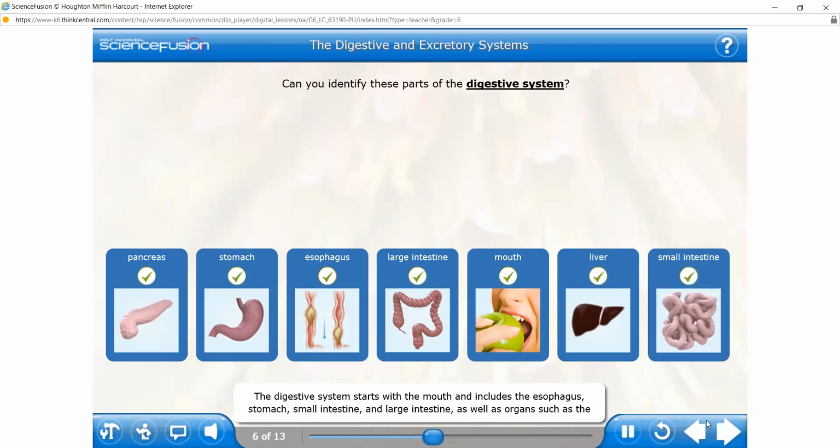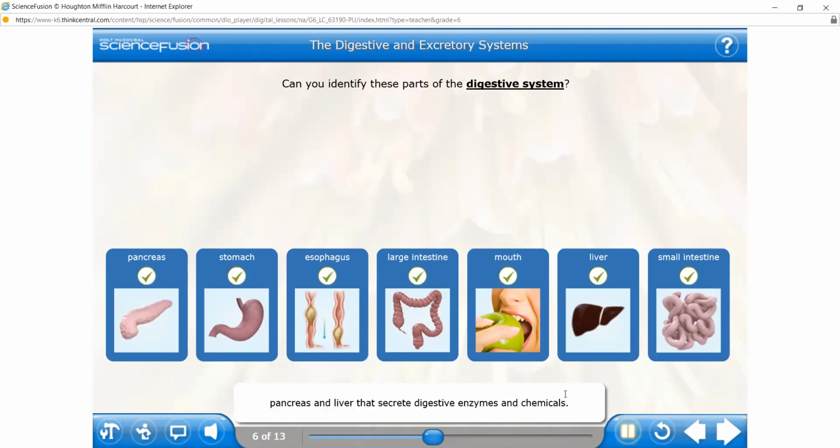The digestive system starts with the mouth and includes the esophagus, stomach, small intestine, and large intestine, as well as organs such as the pancreas and liver that secrete digestive enzymes and chemicals.